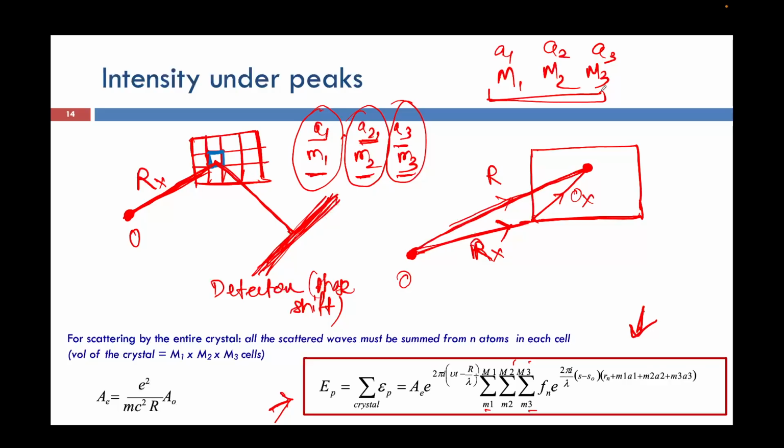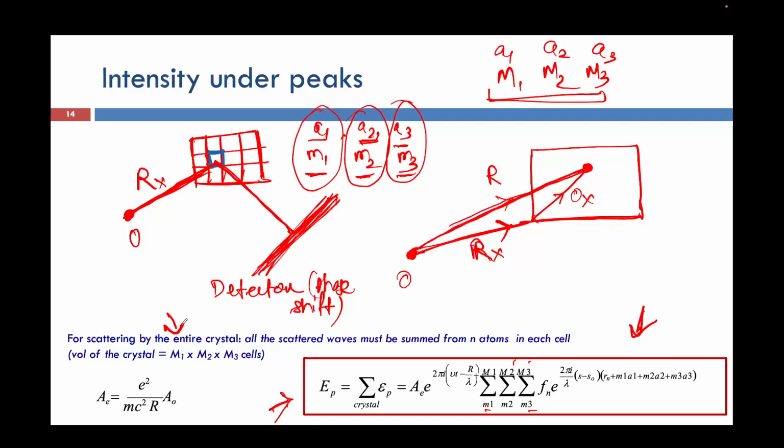So for scattering from the entire crystal, all the scattered waves must be summed. Whatever we have done till now, the scattering consideration has been up to two dimensions. If we have to consider the scattering by the entire crystal, then all the scattered waves must be summed from n atoms. That means n number of atoms are there. Now no single atom is there, but more atoms, and all those atoms are also lying in different cells.